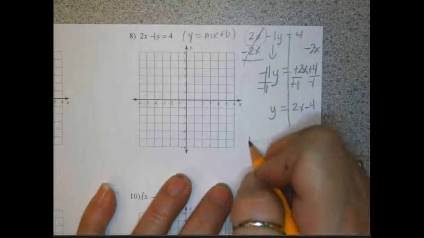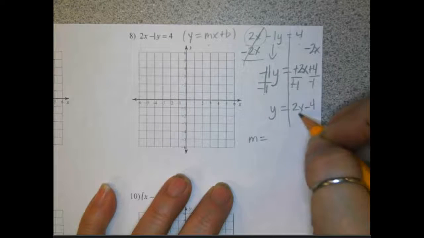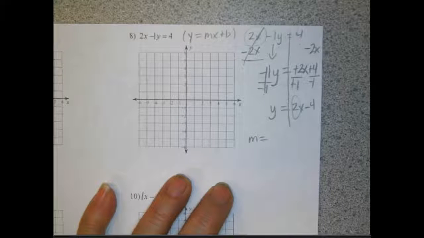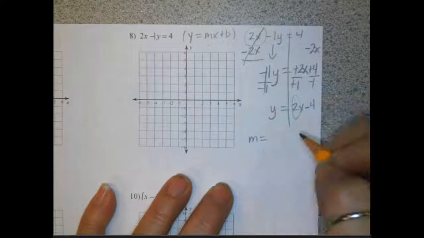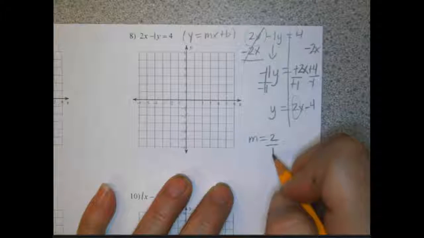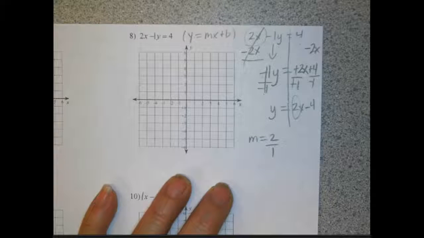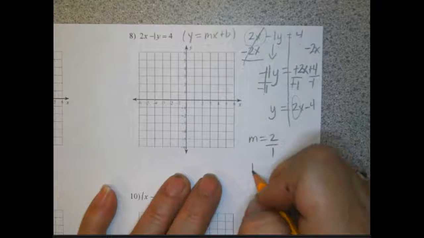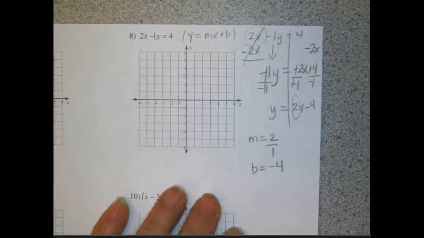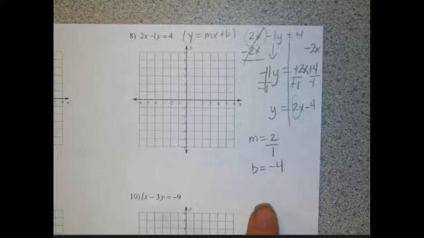So now I have my m. What is my m going to be? x is x. What is my m? It's just 2, but we need a rise and a run, so we're going to put it over 1, right, Clarissa? And what is my b going to be for this, my starting point? Negative 4. So now I can graph this.